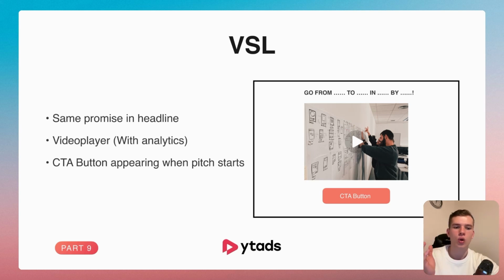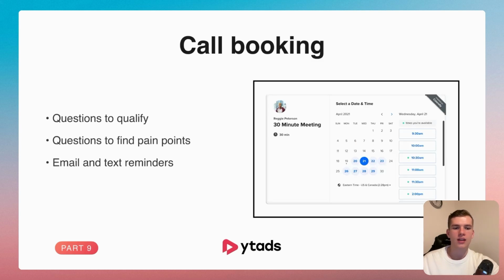That's a rule of thumb. A lot of people use it like this and it works great. And then in the VSL, in the sales video, we pitch the call. We pitch them to book a call with us. And here, most people use Calendly. It's a call scheduling software, and it works really well. And here we can set up a few questions. You have probably used Calendly before, so you know this, but we have a form.